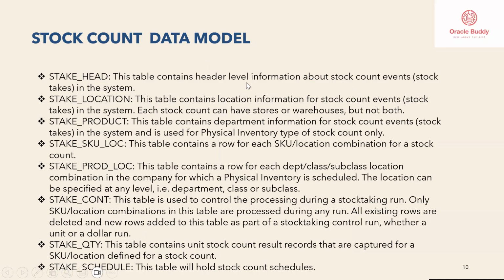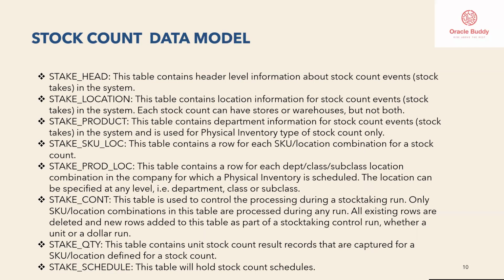So these are the stock count data models. The important tables are STAKE_HEAD. This table contains the header level information about stock counts, also called stock takes, in the system. STAKE_LOCATION: this table contains location information for stock count events. STAKE_PRODUCT: this table contains department information for stock count events.